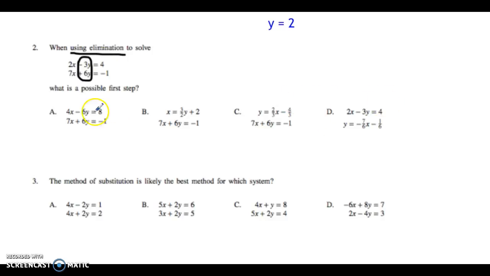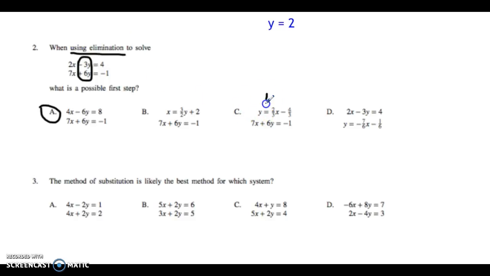Looking through all of these problems, I see that in this first one, we have two opposite coefficients, 6y and negative 6y. So it's most likely this one. In the other cases, I don't see any opposite coefficients. So this was kind of an easy problem. We're using elimination. Elimination means opposite coefficients.